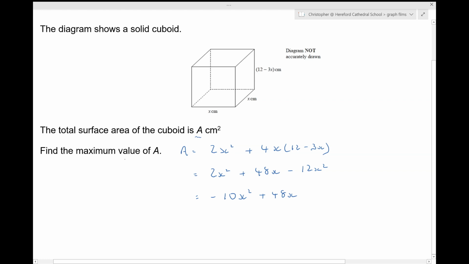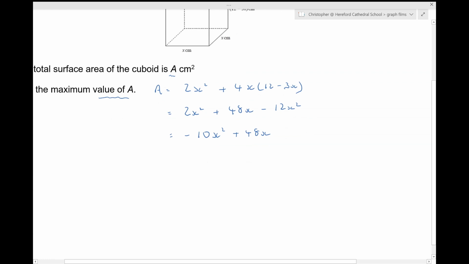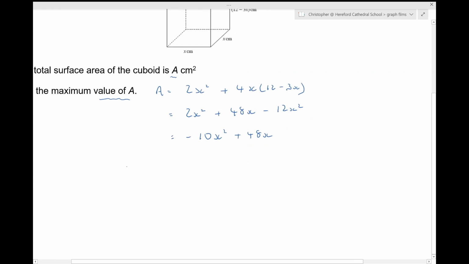Now I'm asked to find the maximum value of A, so I'd like to know how A changes with x. So I'm going to differentiate A with respect to x. So I'm differentiating this expression here. So I'm going to differentiate minus 10x squared. So I have 2 times the minus 10 is minus 20, and then subtract 1 from the power, so it's just x to the 1.